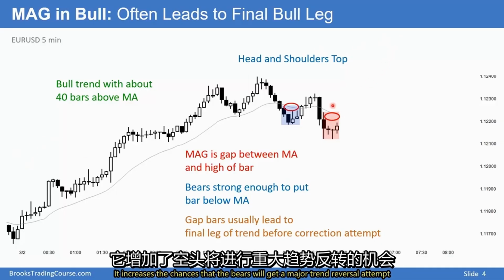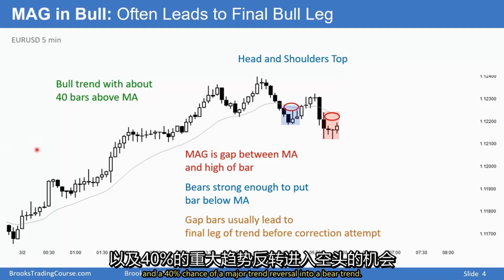It increases the chances that the bears will get a major trend reversal attempt and a 40% chance of a major trend reversal into a bear trend.